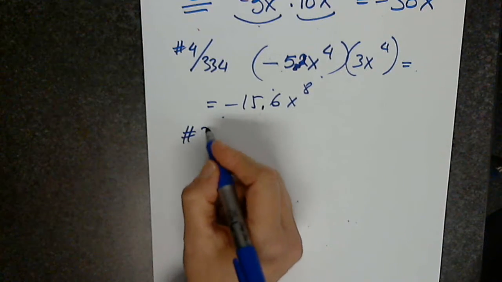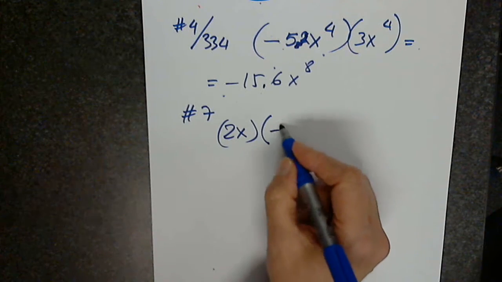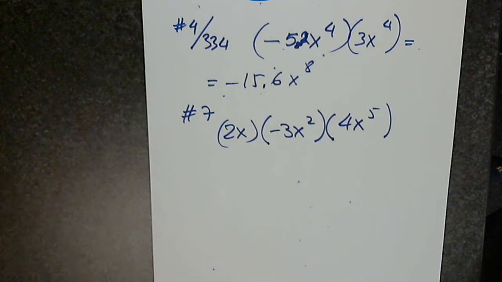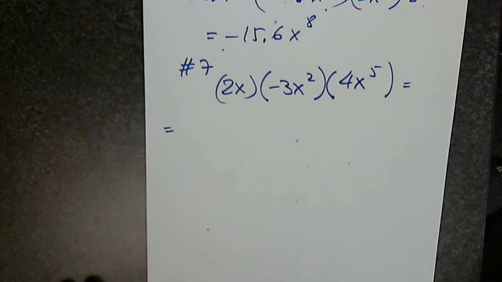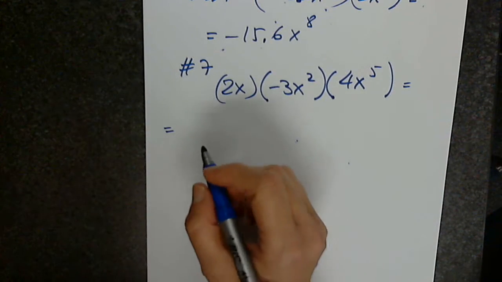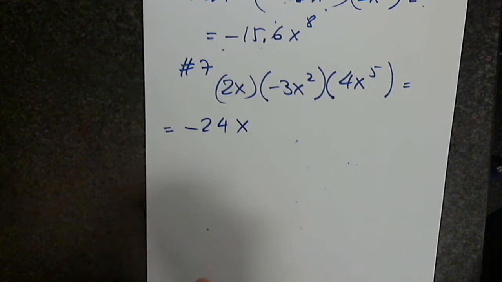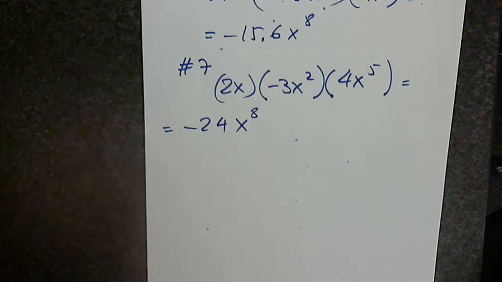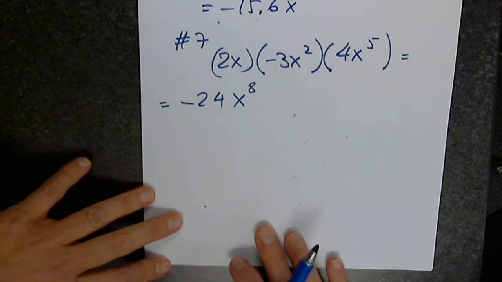Number 7. 2x multiplied by negative 3x squared and multiplied by 4x to the 5th. So these are actually how many monomials? 3. Very good. Tell me what is the answer. Negative 24 x to which power? 8. Very good. We add the exponents: 1 to 2 and 5.